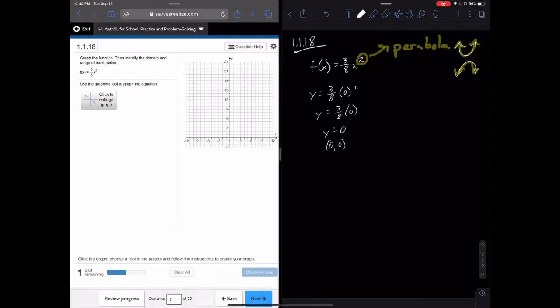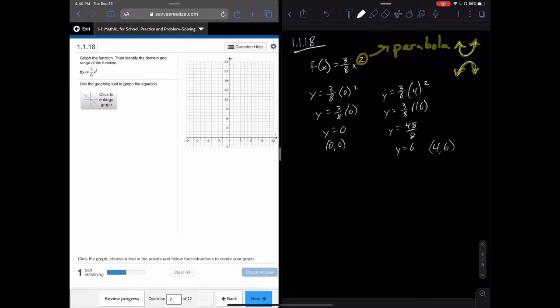Now, for the next number I pick, I want to be careful. Some numbers will work a little bit better than others. I'm going to pick the number 4, because the fraction is going to work out nicely. So y equals 3/8 times 4 squared, which is 3/8 times 16, then 48 over 8, which reduces to 6. So I have the point (4, 6).